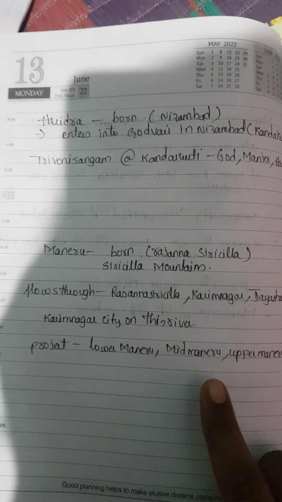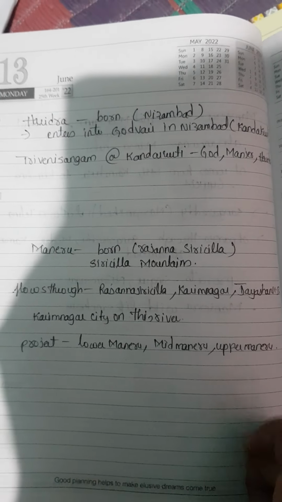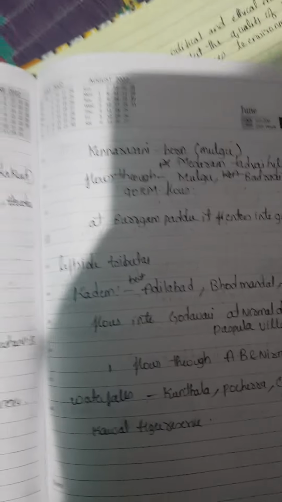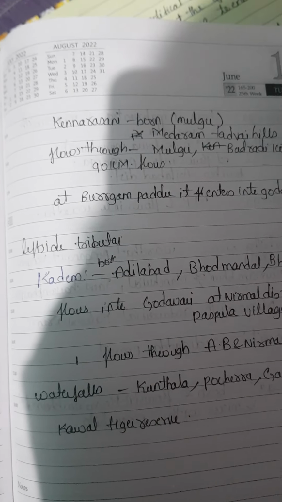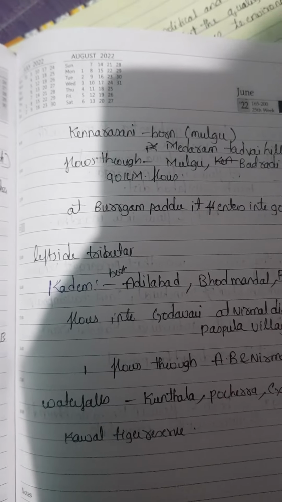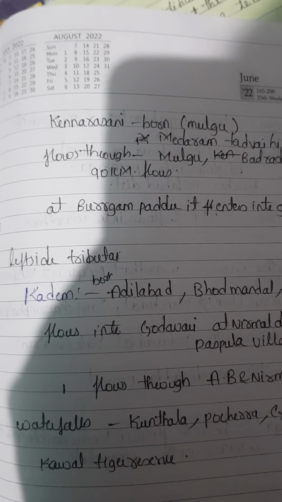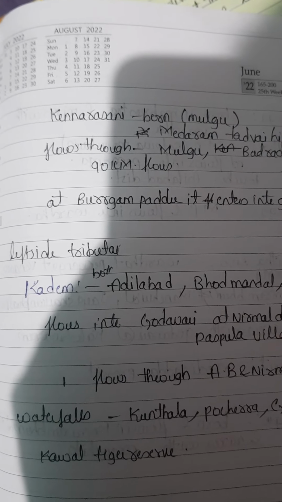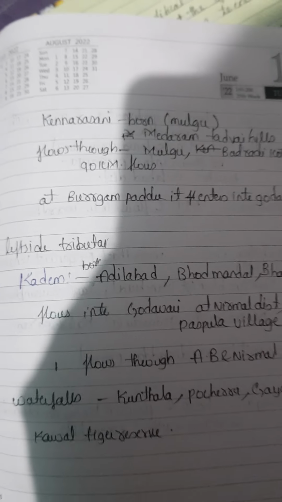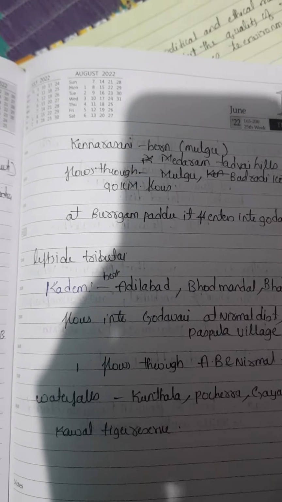The projects on Maneru are Lower Maneru, Mid Maneru, and Upper Maneru. Next comes Kinnarasani. Kinnarasani is born in Mulugu district. Like, it's not born but its origin. To remember, I wrote it as born. There will be some key terms by which we can remember, right? So I just wrote that.